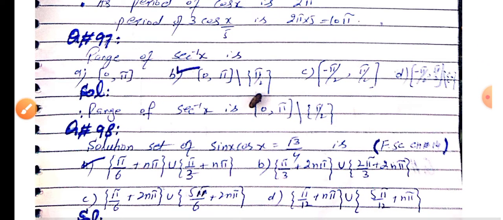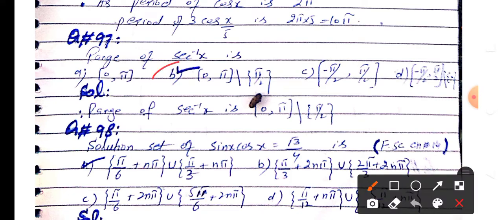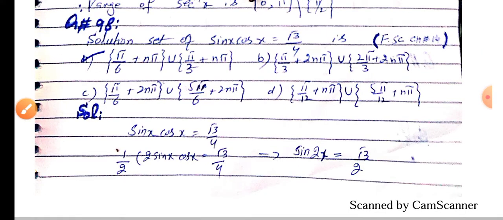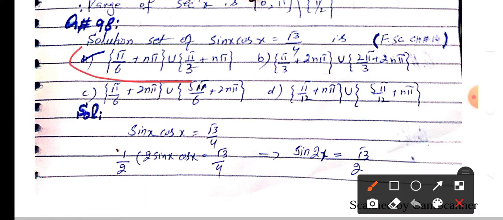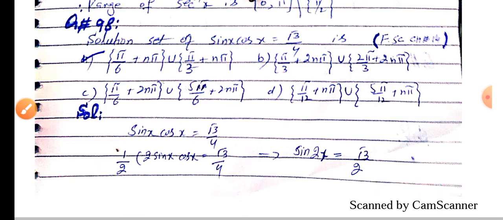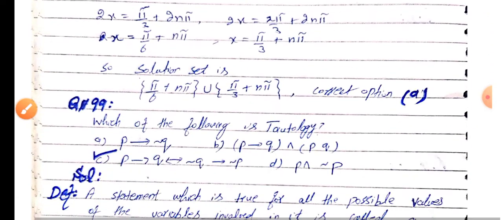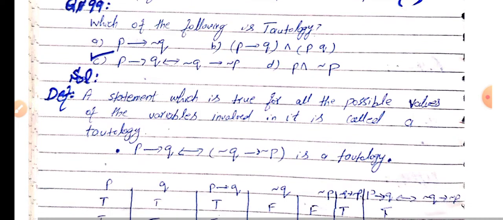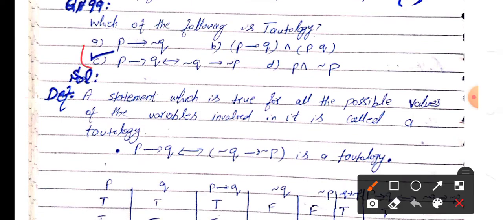97. Range of secant inverse is an FSC question, chapter number 11: 0 to pi, minus pi by 2. 98. Solution of sin cos 3/4 is an FSC question, chapter number 4. So option A is correct. 99. Which of the following is a tautology? A tautology is a statement that is true for all cases.